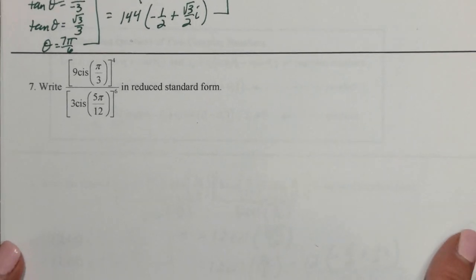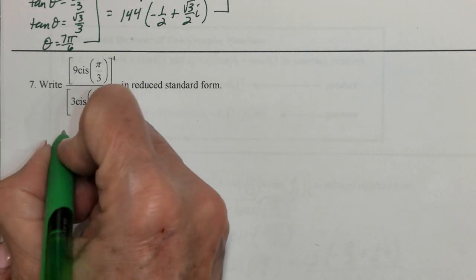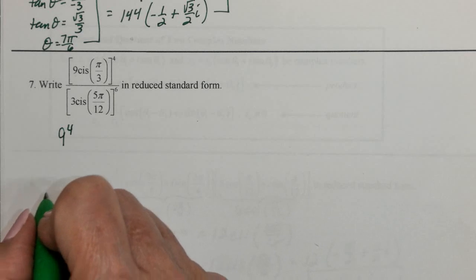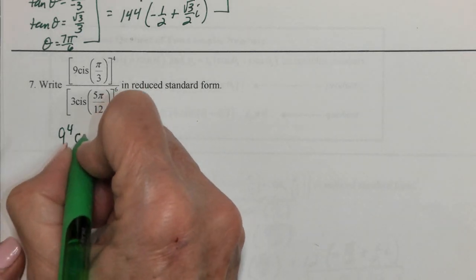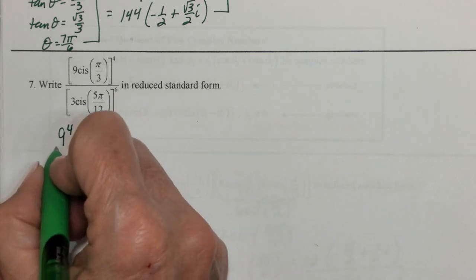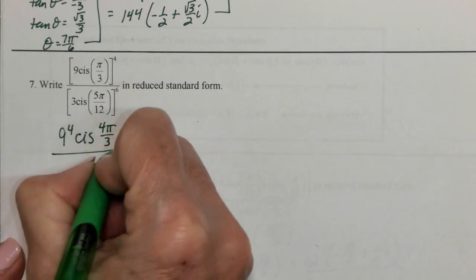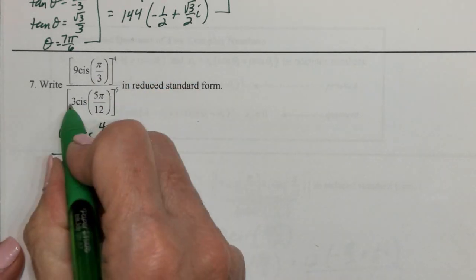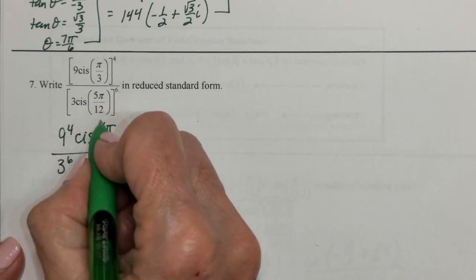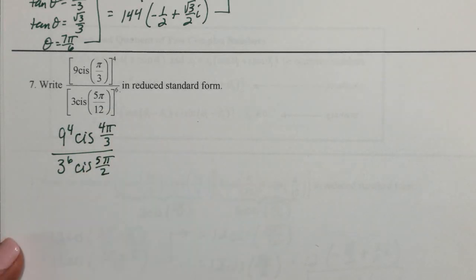What if we have this thing? Okay, first I'm going to write this as 9 to the 4th. I really don't want to find out what 9 to the 4th is. It would be 81 times 81, and I can go off to the side and do that, but I think I'm going to work smarter, not harder. This will be cis of 4 pi over 3, right? Multiply that. 3 to the 6th, cis. 6 times 5 pi over 12 is 5 pi over 2, right?